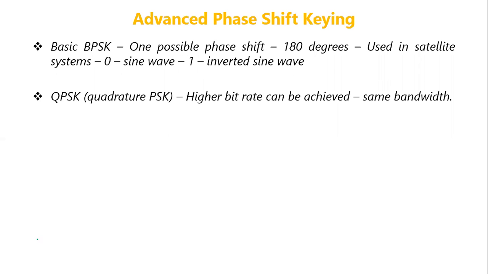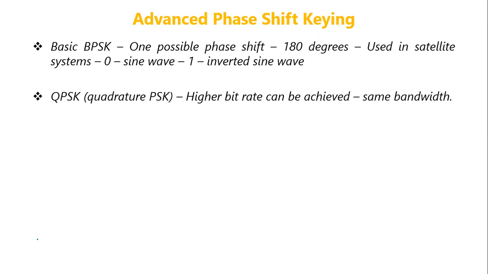So with advanced phase shift keying, the bit rate can be increased. With basic phase shift keying, only one bit can be transmitted at a time. But with advanced phase shift keying, the bit rate can be increased to a larger extent. Okay, so how can it be done? That's what we are going to discuss.